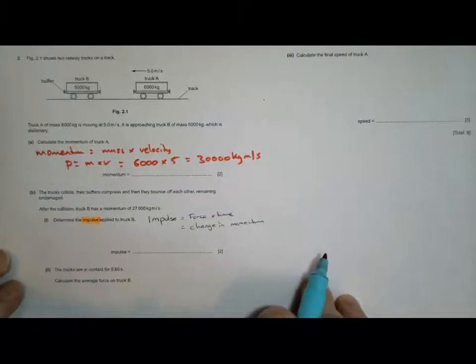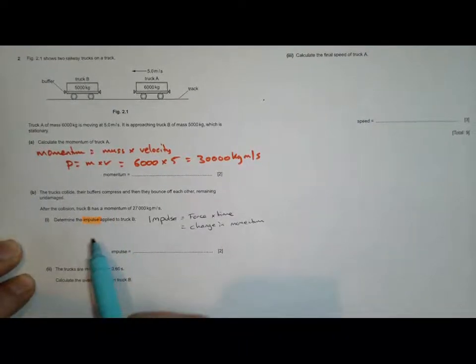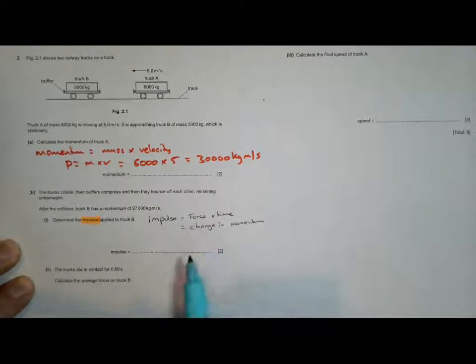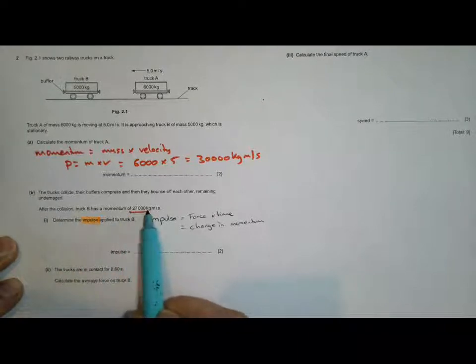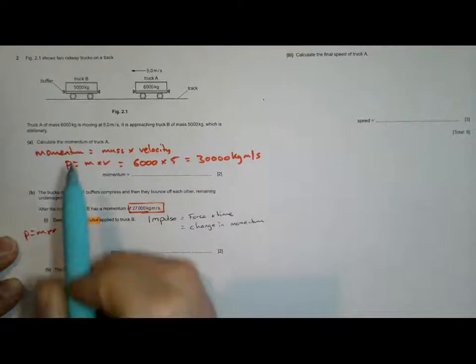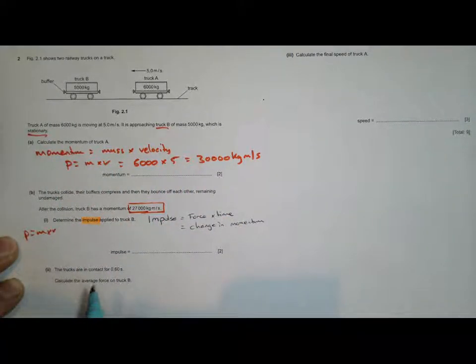Part B, I. B I says calculate the impulse applied to truck B. Well, impulse is force times time. We haven't really been given anything about force or time yet, so that's not helpful. But we can also use the fact that the impulse is equal to change in momentum. So after the collision, truck B has a momentum of this. Before the collision, what is its momentum?